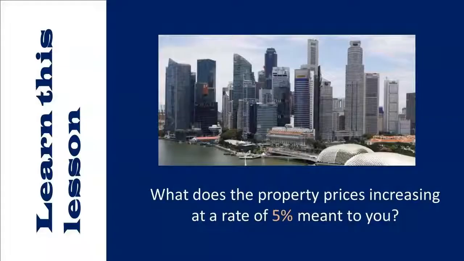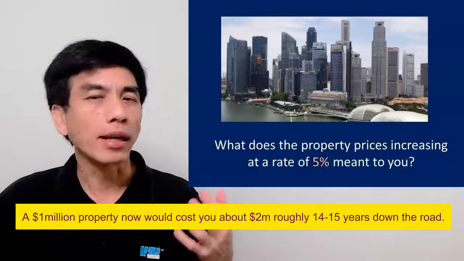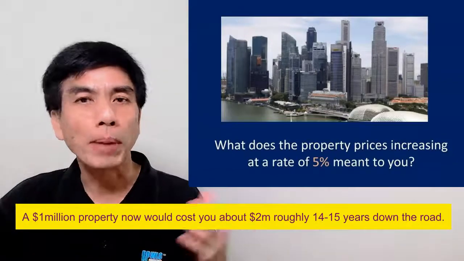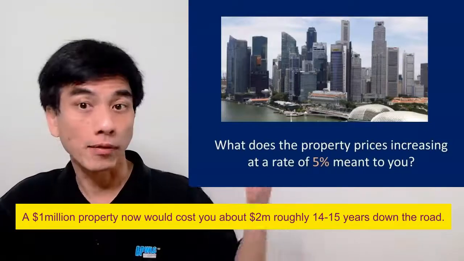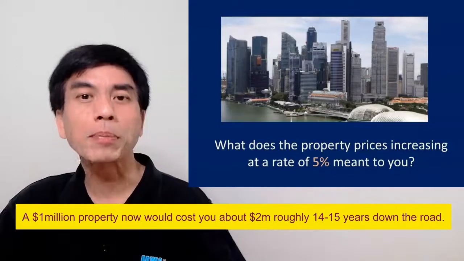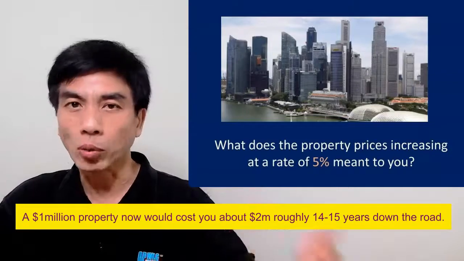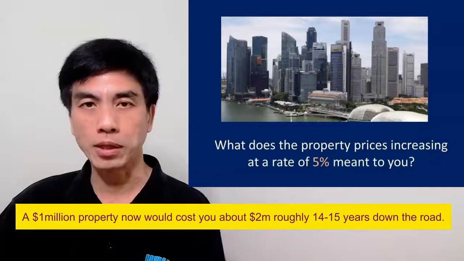Similarly, let's say in property, somebody tells you property prices are increasing at 5% per annum. Again, what does that mean to you? Let's say you're eyeing a property and this property price is $1 million today. Based on the Rule of 72, which is 72 divided by 5, it would take something like 14 to 15 years for the property price to double itself. So 14 to 15 years down the road, the property would cost you $2 million.